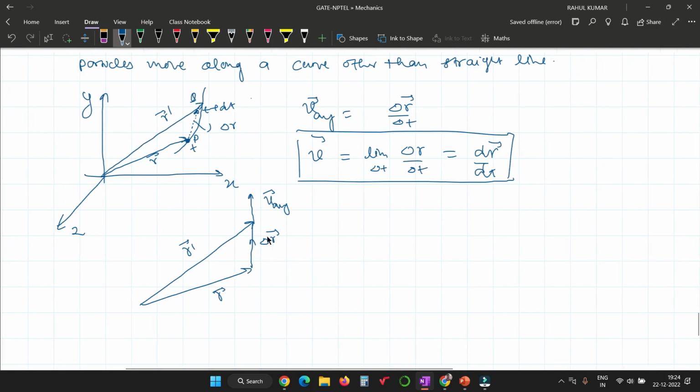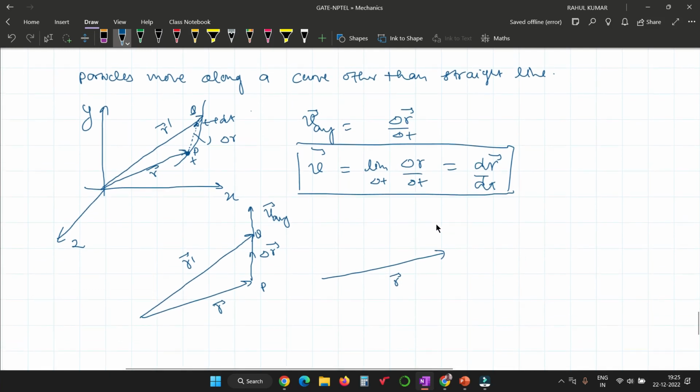Now you want to reduce this time interval, which is nothing but P and Q. Then the points P and Q will coincide, and the instantaneous velocity will become perpendicular to this position vector. Tell me, is there any problem? And this is nothing but dr by dt.